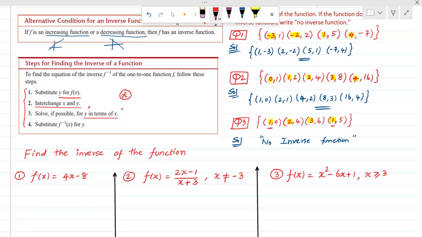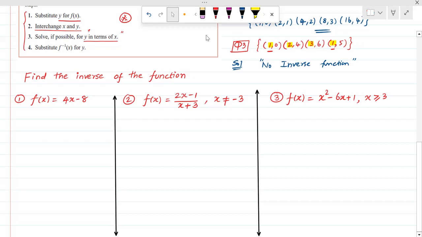Let us solve the first problem here. Find the inverse of the function f of x equals 4x minus 8. So I just replace this with y. This is the first rule. The second rule: you have to replace x with y and y with x. So if you replace, you will get x here, y there. The remaining is going to be the same. It is x equals 4y minus 8.